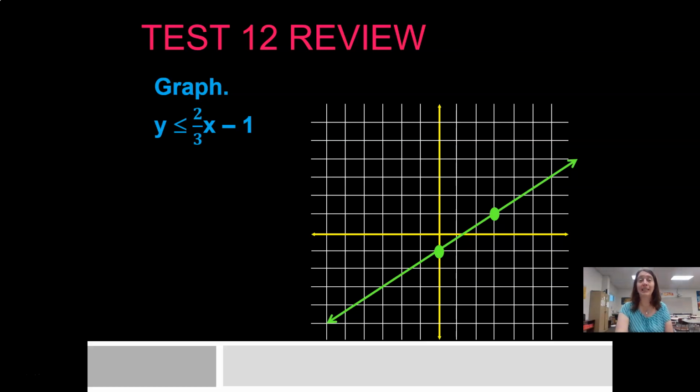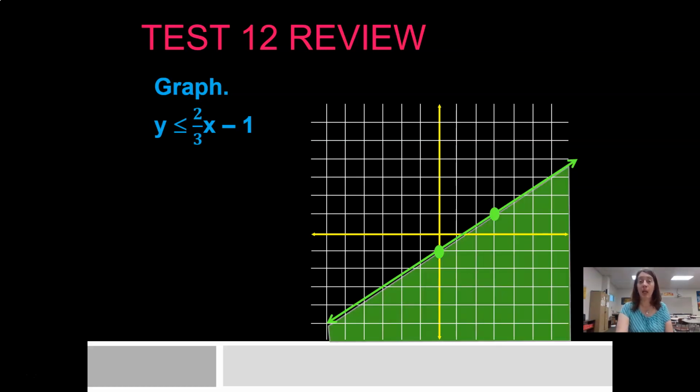The last thing we had to decide was where we were going to shade. Again, that was based on the inequality sign: greater than meaning above, and less than meaning below. The inequality sign that we have here is a less than, so where would I shade for less than my line? It would be below my line, so I would give a rough shade down in that area.